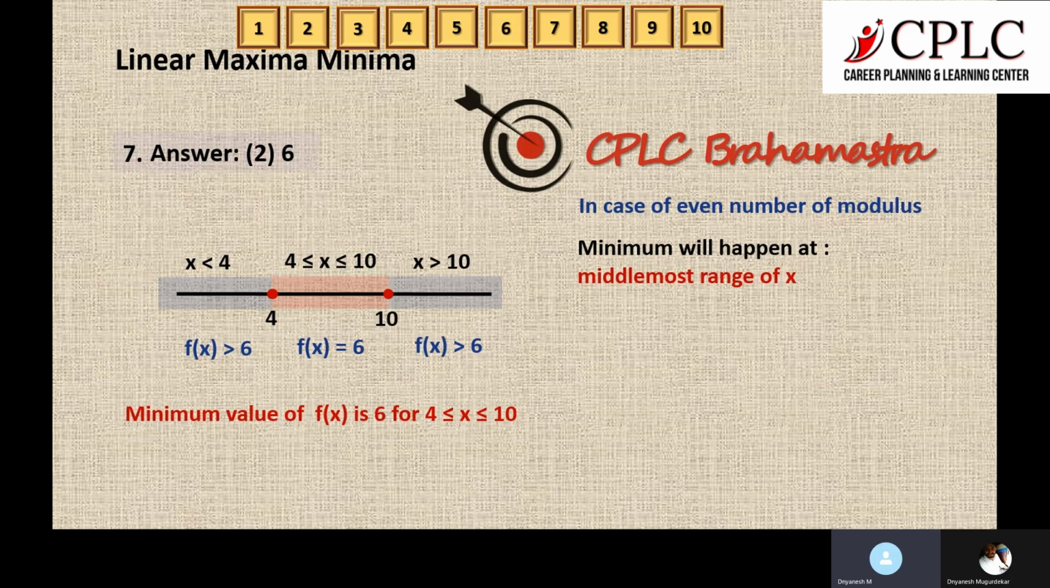So the minimum value of the function is 6, and it happens when x is between 4 and 10, including 4 and 10. So that is the rule that you can remember. In case of an even number of modulus, the minima will happen at the middlemost range. Remember that.